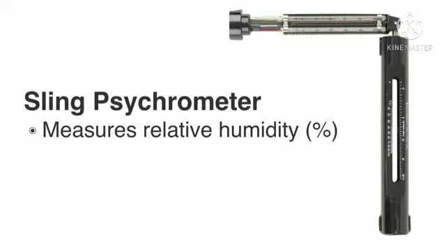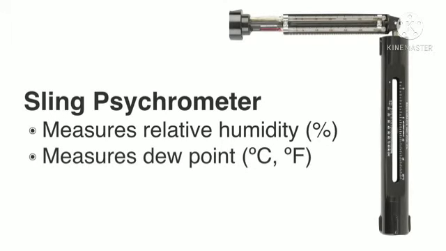Specifically, it measures the relative humidity as a percentage, or it measures the dew point in degrees Celsius or degrees Fahrenheit. It simply is composed of two thermometers attached to a handle. One of the thermometers has a wet piece of cloth on it, and when you swing this around, the water in that wet piece of cloth will evaporate, cooling that temperature down. And by comparing the regular air temperature to the temperature of this wet bulb thermometer, you can gauge the amount of moisture in the air.